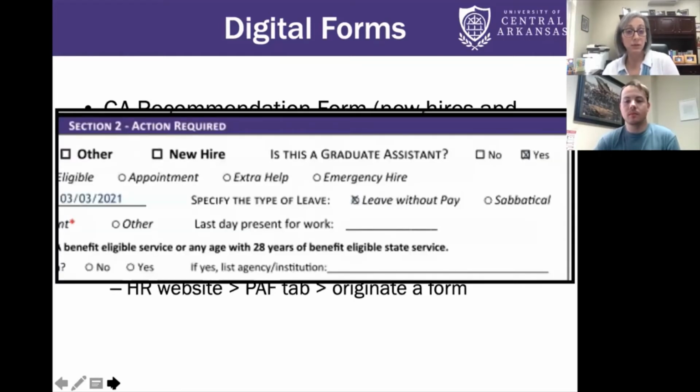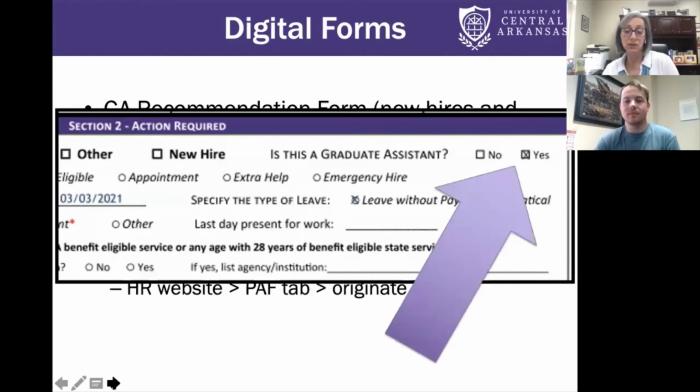Key to success with that is that you be sure to check that it is a graduate assistant. So see that little box with the X there, we need to make sure that that is checked, because if we don't, then there is a chance that there will be delays in processing. So please make sure that if you're hiring a GA that you check that box.